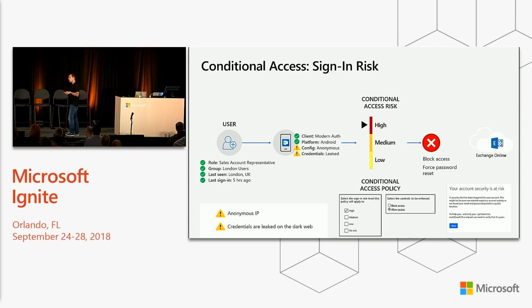Because of the risk policy we defined for our users to say high-risk users must reset their password, we'll then start them down a flow. We guide them. We tell them that their account has been compromised and that they have to reset their password. And through the self-service password reset, which can leverage multi-factor authentication as a verification means to reset their password, we can be sure that their password is reset by that particular user.